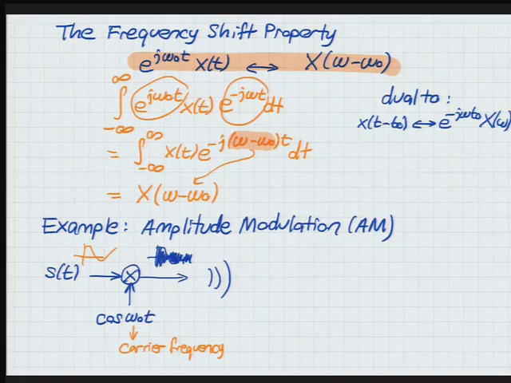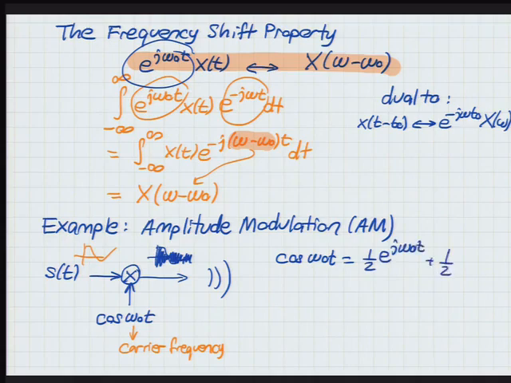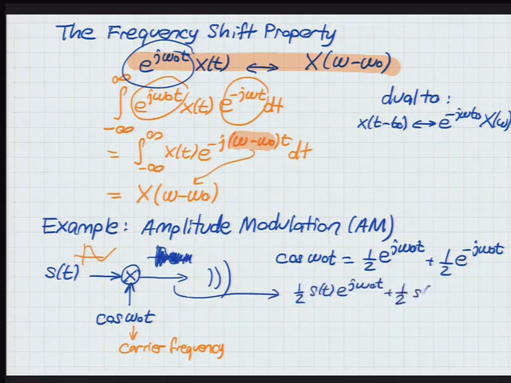Clear what happened in the time domain. We just multiply with cosine omega 0 t. But remember, cosine omega 0 t, I can write it in this form: it's 1/2 e to the j omega 0 t plus 1/2 e to the negative j omega naught t. So basically the signal that I have here is 1/2 s of t e to the j omega naught t plus 1/2 s of t e to the negative j omega naught t.